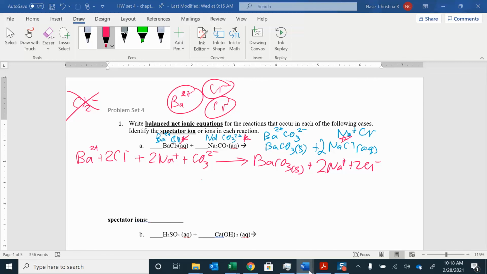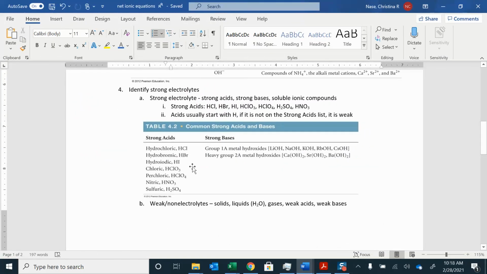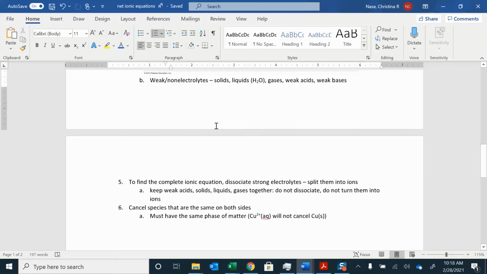Sorry, let me go back, follow our rules, right? So I identified all the strong electrolytes, and then to complete we dissociated the strong electrolytes. We split them up into ions. If you have a weak acid, keep it together. If you have a solid, keep it together. Or a liquid or a gas, keep it together. Don't dissociate those. Don't turn them into ions. They're not ions. They're staying solid. They're staying liquid. They're staying together. They don't split up into ions because they're either weak or non-electrolytes.